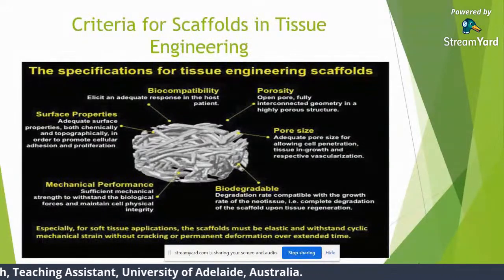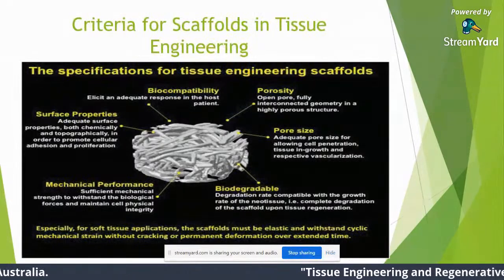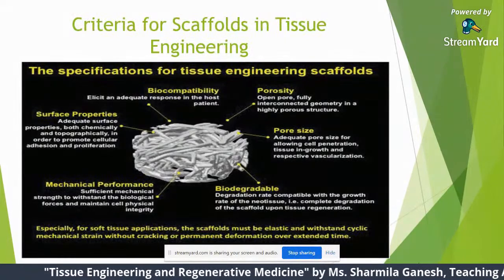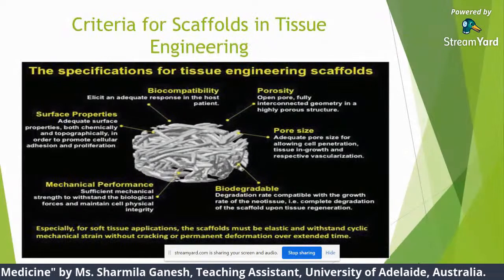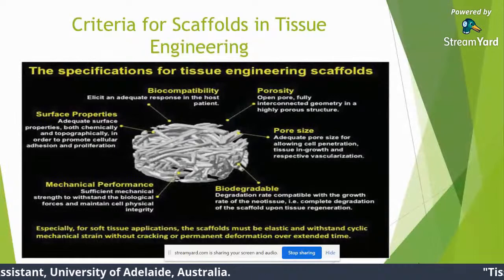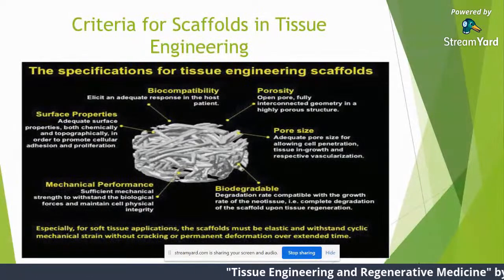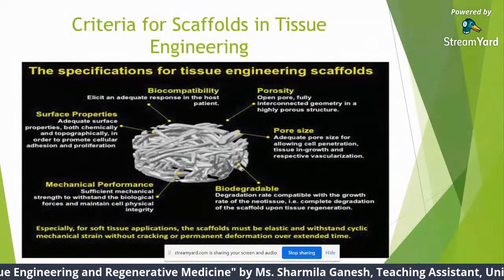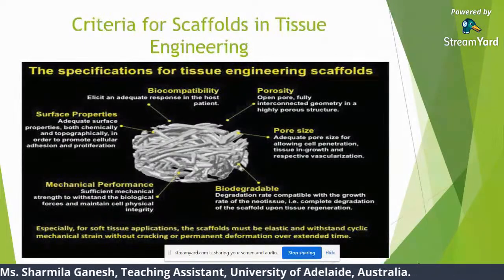And they need to be biodegradable substances, because as the new tissues grow, they have to be degraded in time. Regarding the mechanical performance, they have to be really good in strength, so as to avoid the biological stresses or force. And regarding the surface properties, they should have both chemical and topographical properties in order to promote cellular adhesion and proliferation.